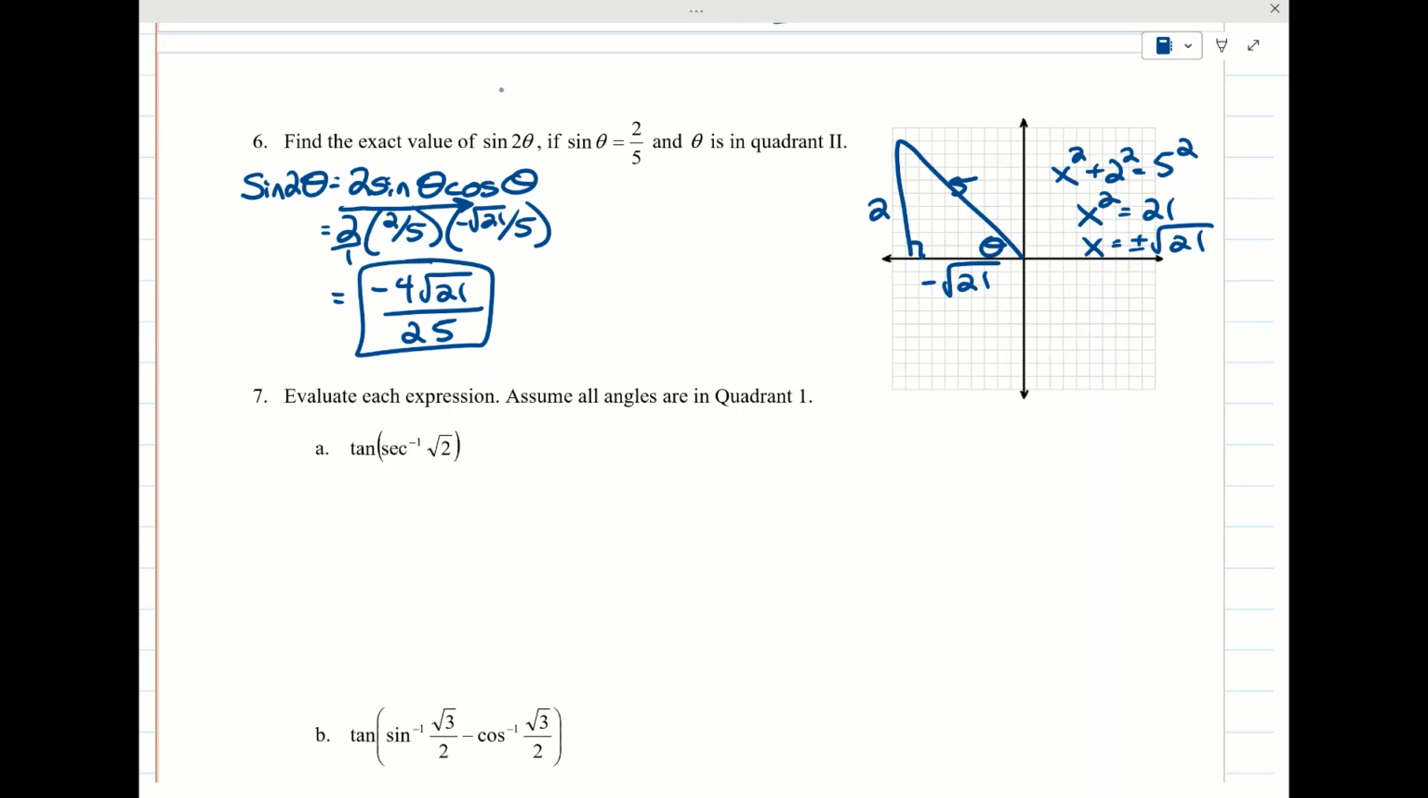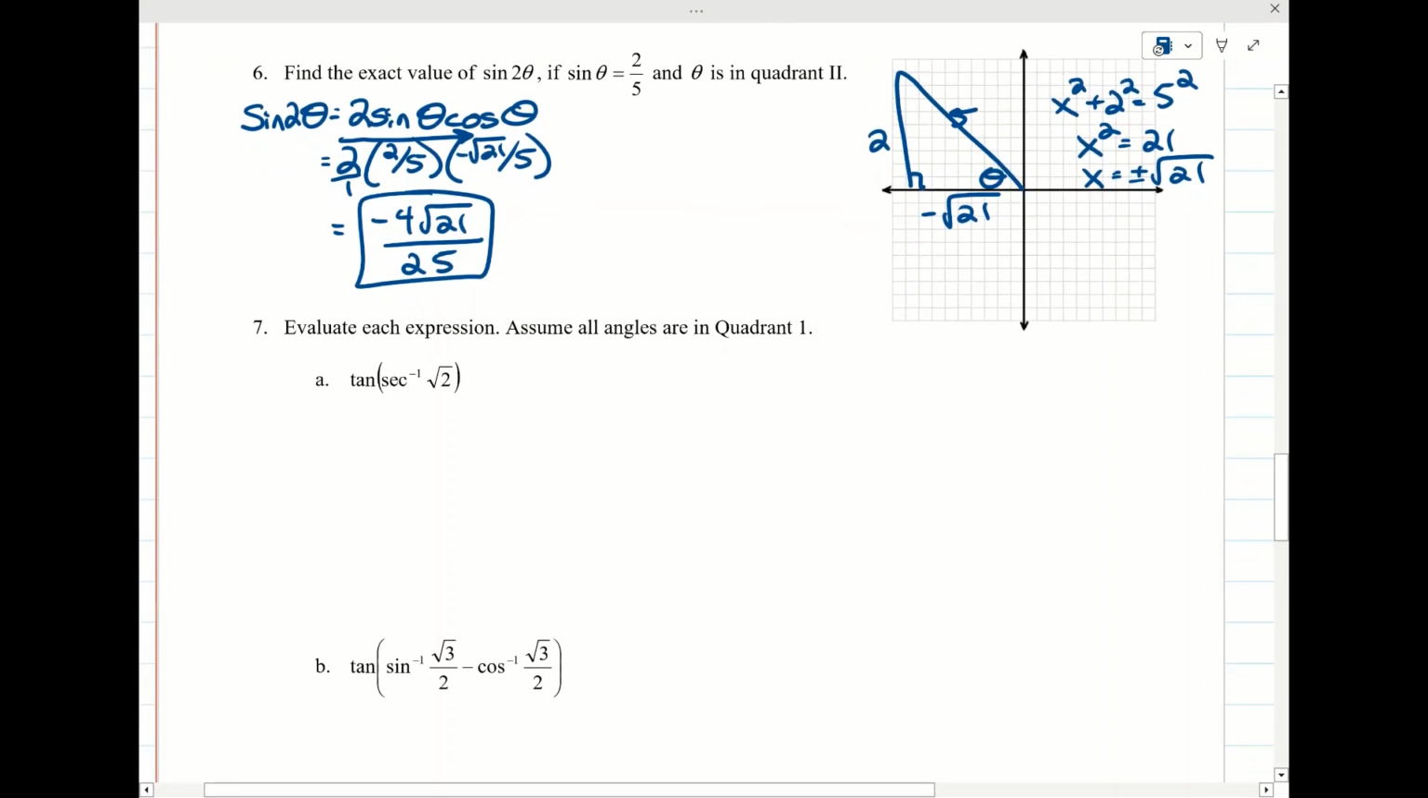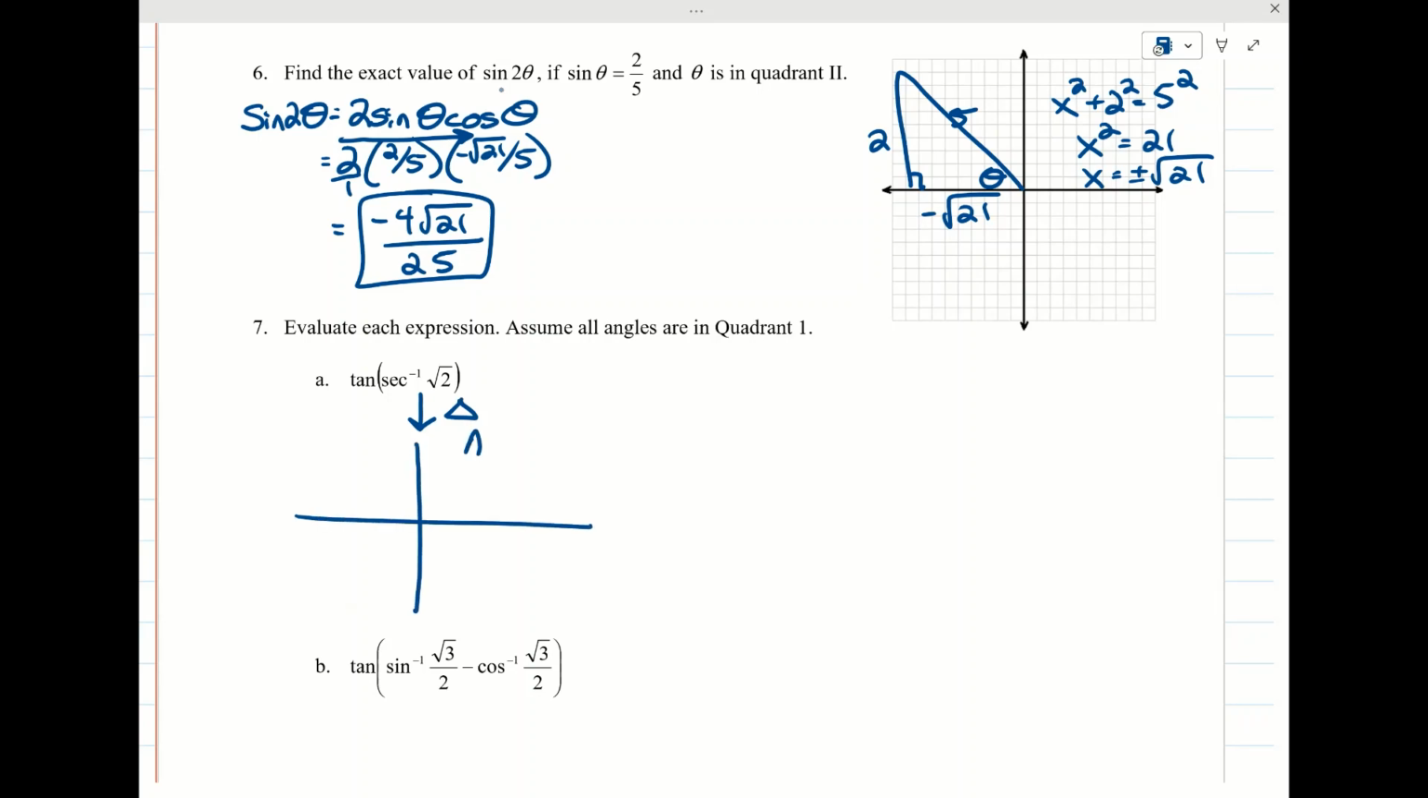All right, for number 7, remember what we said. We said that we use this inside piece to draw the triangle. So if secant is root 2, and all students take calculus, secant would be positive in what quadrants? Secant's the reciprocal of cosine. So what quadrants is cosine positive in? Cosine would be positive in 1 and 4.